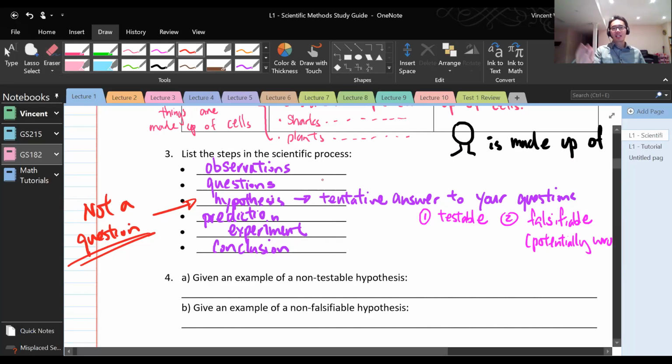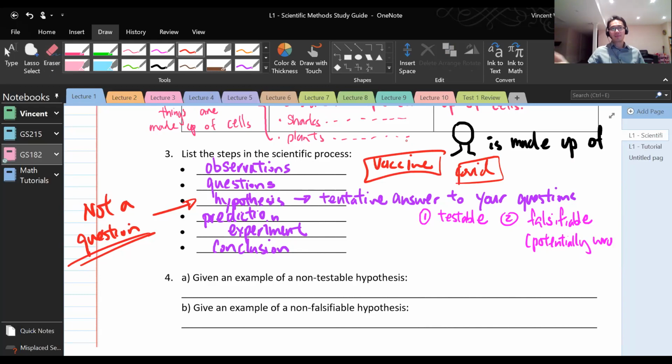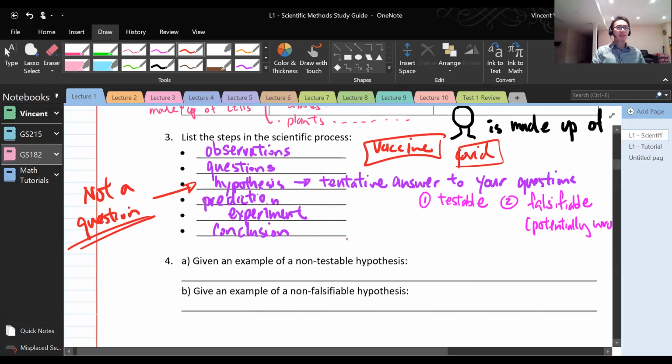Okay, so for example, if I want to know whether vaccines will help protect you from COVID, the hypothesis would be: vaccines reduce the risk of catching COVID-19. That's a hypothesis. I will not say, will vaccines reduce the risk of catching COVID, because that's a question. You want to write it as a statement, not a question. That's all I mean. I hope that clarifies it for you, Sita.